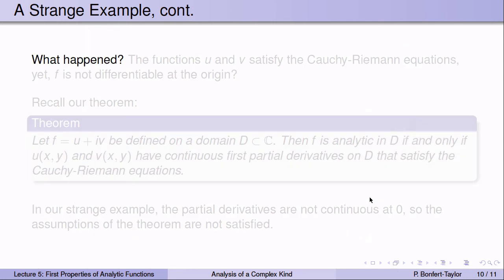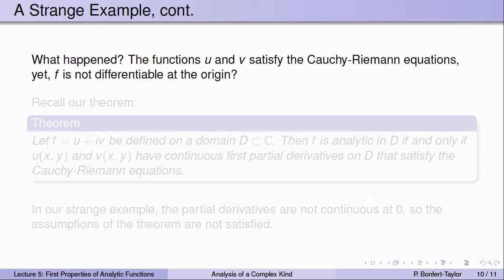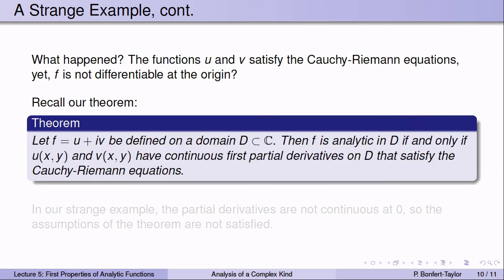So let's go back to the original problem. What happened? u and v satisfy the Cauchy-Riemann equations everywhere in C, yet f is not differentiable at the origin. How is that possible? Well, this is what our theorem really said. Let f be defined on a domain D. Then f is analytic in D if and only if u and v have continuous first partial derivatives in D that satisfy the Cauchy-Riemann equations. So it's not quite enough just to satisfy the Cauchy-Riemann equations. The partial derivatives have to be continuous.